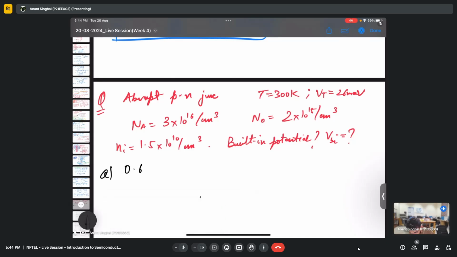Option A is, let's say, 0.64 volts. Option B is 0.86. Option C is 0.68. Option D is maybe 1.04. So you can quickly do it and let me know what is the answer that you are getting.